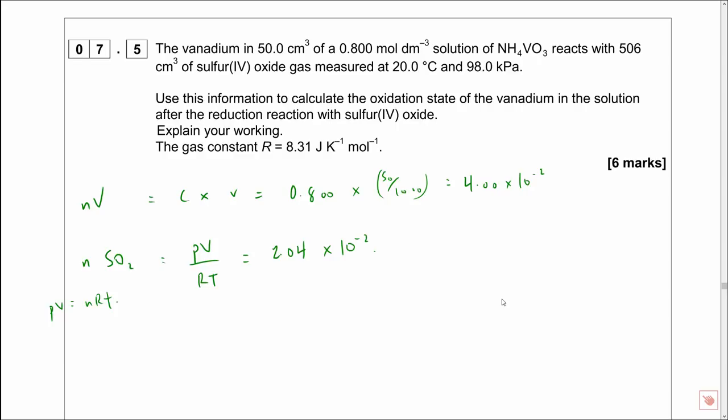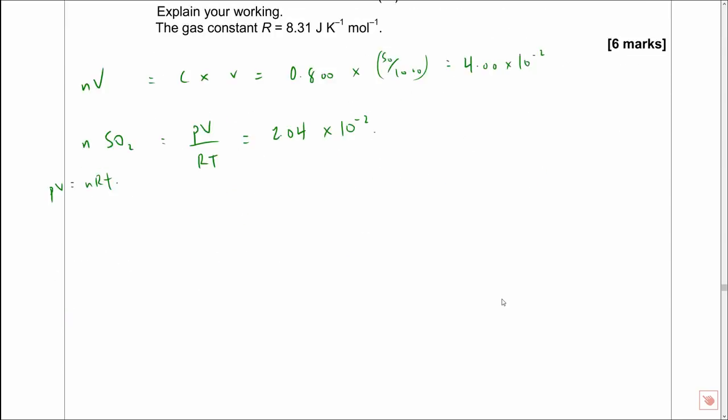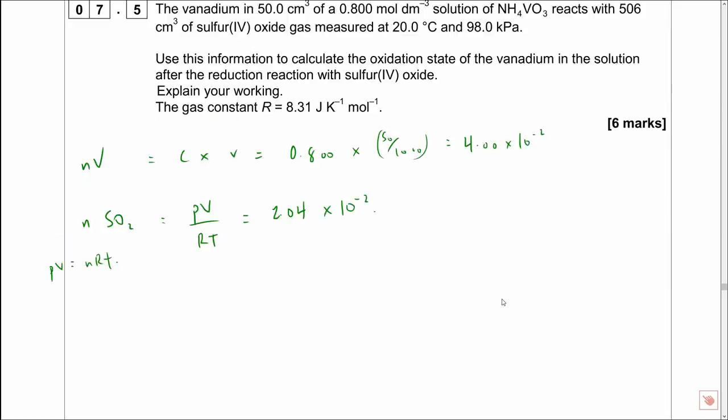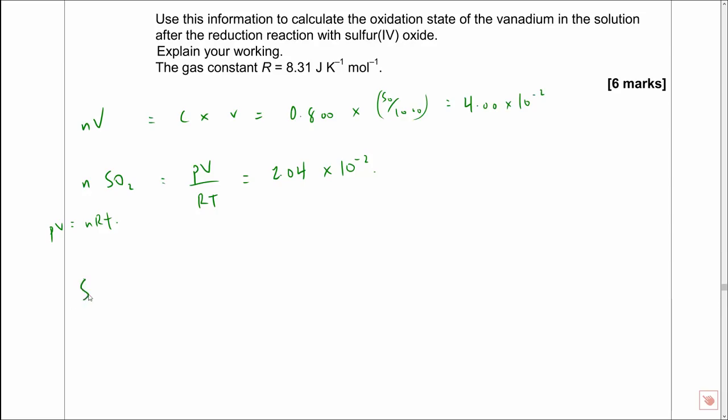This is ridiculous. The key thing here is that it wants you to calculate the oxidation state of the vanadium in the solution after the reduction reaction with sulfur dioxide. So the key thing there is that the SO2, the sulfur dioxide, is doing the reducing, sorry, it's doing some reduction and itself will be oxidized. As it reduces the vanadium, it will be oxidized to sulfate. So our oxidation state is going from +4 to +6, which means a gain of 2 electrons.